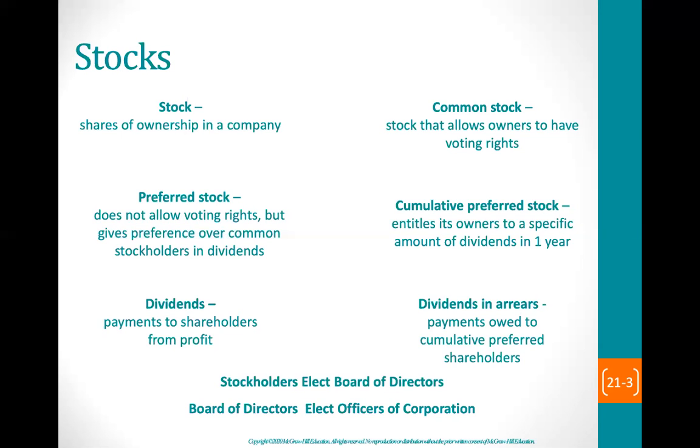Stockholders elect the board of directors. Now, these are common stockholders because they're the only ones who have the voting rights. So stockholders elect the board of directors, and the board of directors elect the officers of the corporation. So stockholders are the ones who are essentially the true owners of the corporation and have a voice within the corporation.